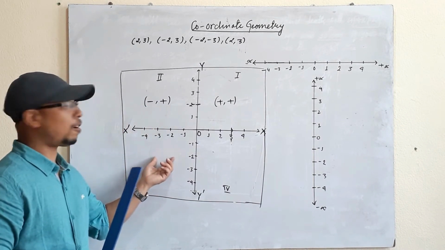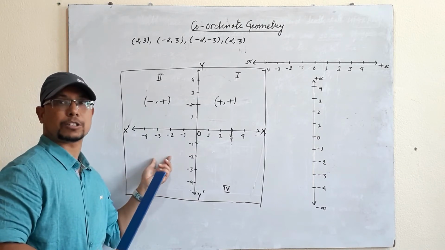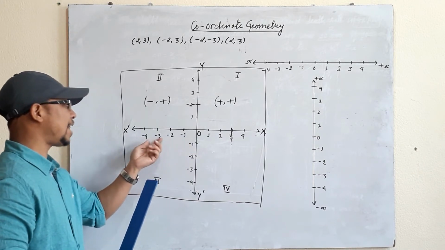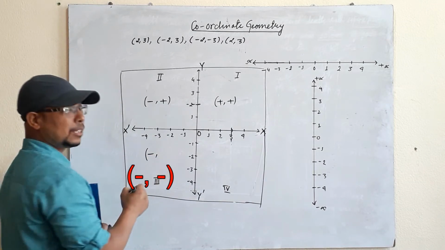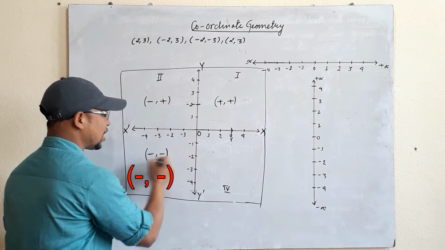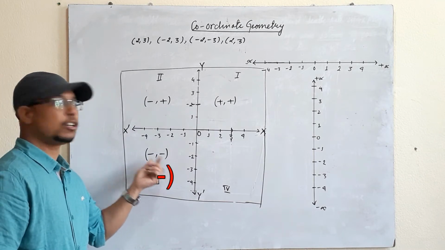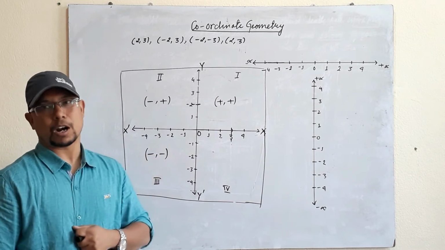Likewise, let's see the third quadrant. How do you get the points on the third quadrant? You have to move left hand side and move down. Moving left hand side means x is negative, and moving down means y is negative. So in the third quadrant, both x value and y value are negative.